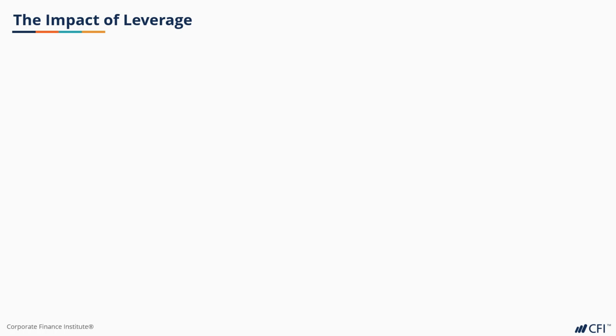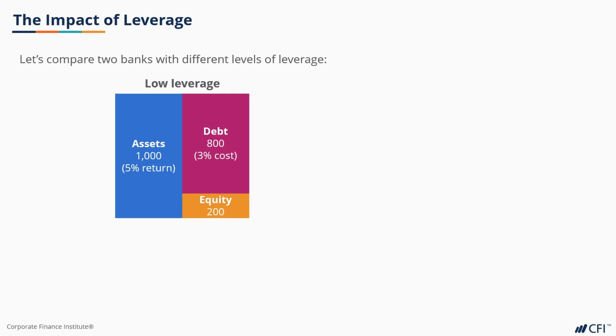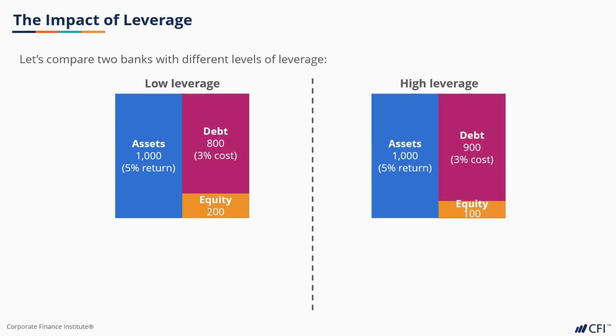Here, we can compare two banks, one with relatively low levels of debt, low leverage, and one with relatively high levels of debt, high leverage. In the low leverage bank, the assets are generating a return of 5% multiplied by 1,000, but are paying interest on debt of 3% multiplied by 800. This results in a profit after tax of 26, which is the 50 less the 24, and a return on assets of 2.6%, the 26 divided by 1,000.